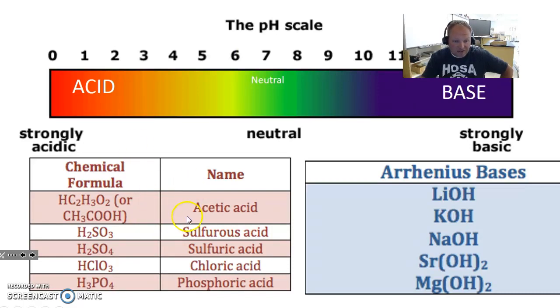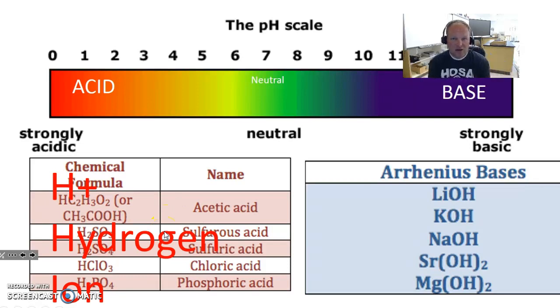If you take this acid formula here and you drop it in water, it falls apart into H plus. Now H plus is just a hydrogen ion. It's just an ion of hydrogen. An ion is an element that has a charge. It's a cation because it's positive. But if I have a ton of H plus, then I'm an acid.